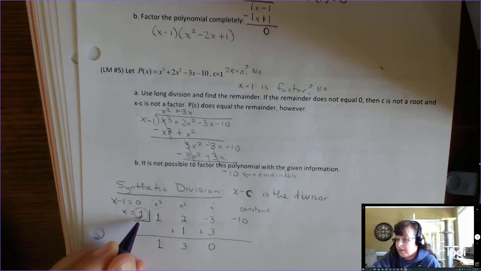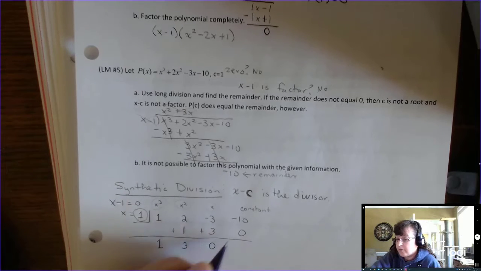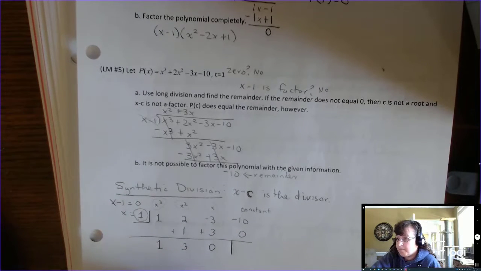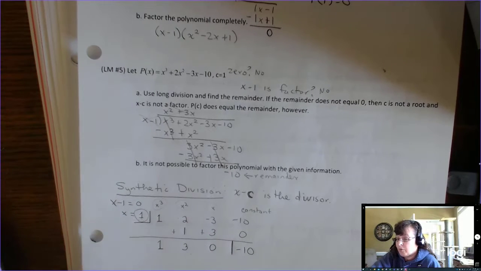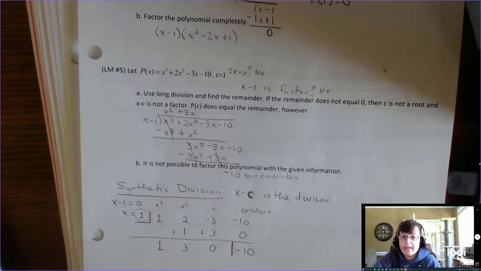And then you're going to multiply. 1 times 0 is 0. And we usually put a little bar right there. And then negative 10 plus 0 is negative 10, and that's your remainder spot. Okay, so now you can put the letters back in.